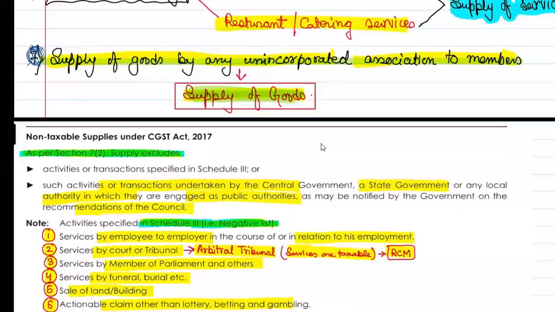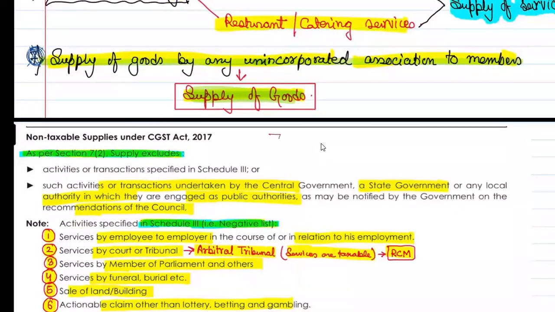Now we are moving on. See, we have done 7.1, including A, B, and C. We have done 7.1A. 7.1C is Schedule 1. 7.1A is Schedule 2, the supply of goods or services. Now we'll move on to 7.2. It is Schedule 3.